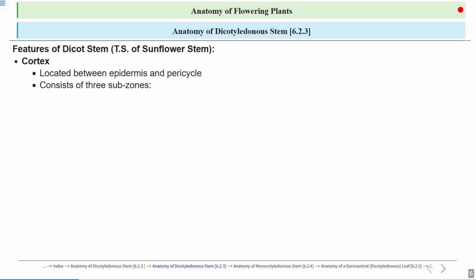So we will talk about the trichomes also, right? But let us first discuss the 3 subzones of the cortex region.